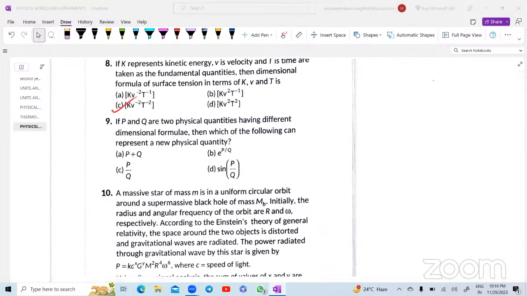ठीक है, चलिए चेक कर लेते हैं। सी का डायमेंशन देखो क्या बोल रहा है। P and Q are two physical quantities having the different dimensional formula. Then which of the following can represent a new physical quantity? See, as per the principle of homogeneity of dimensions, only those terms can be added or subtracted which have the same dimensional formula. But we can multiply and divide the physical quantity which have different dimensional formula.